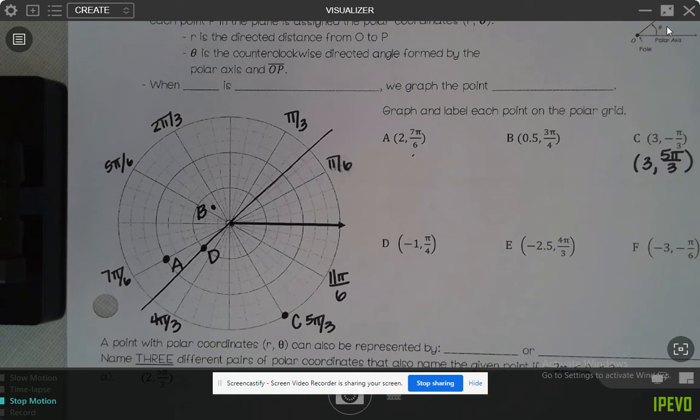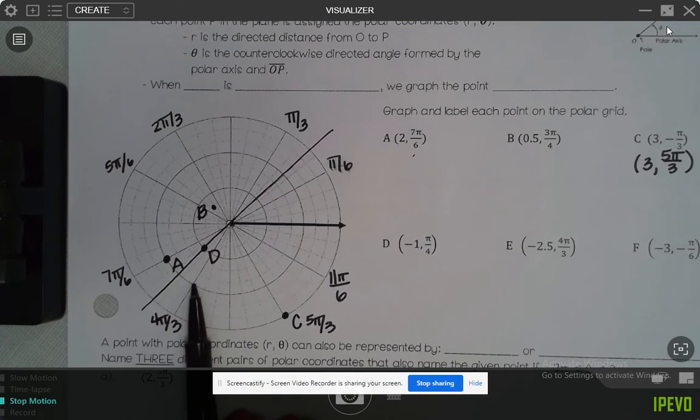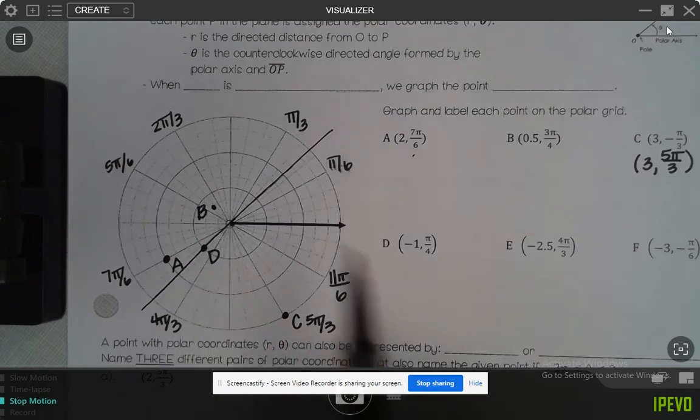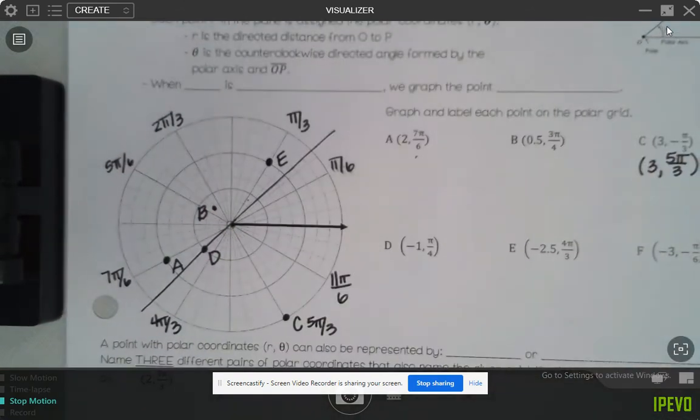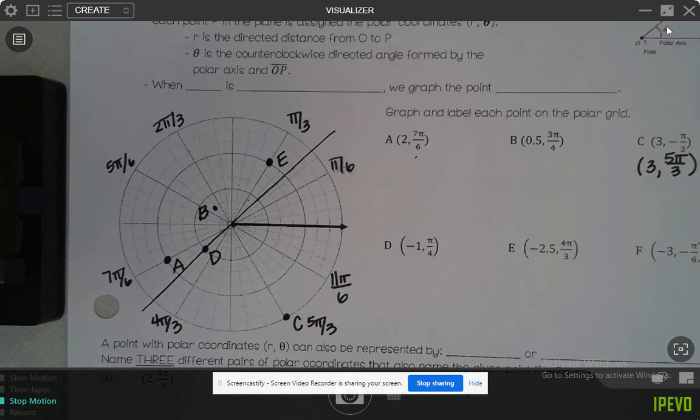Okay. E. Go to your angle first. What angle am I going to? On E, what angle am I going to? 4 pi over 3. So if I'm at 4 pi over 3 and it was positive, I would be right here, correct? But I need to go the opposite direction. So go 2 and then go 2 more. There's E. Try F for me, please.